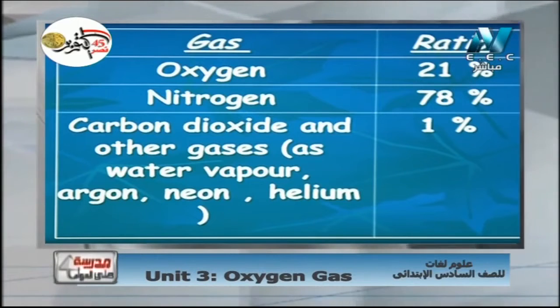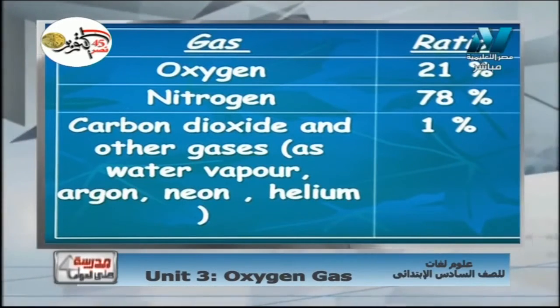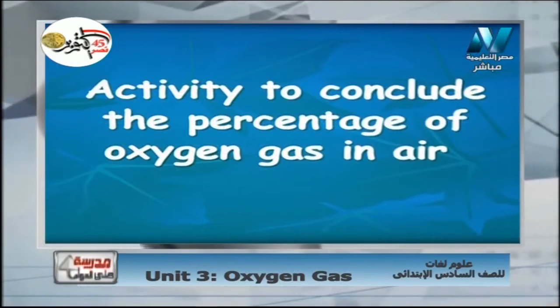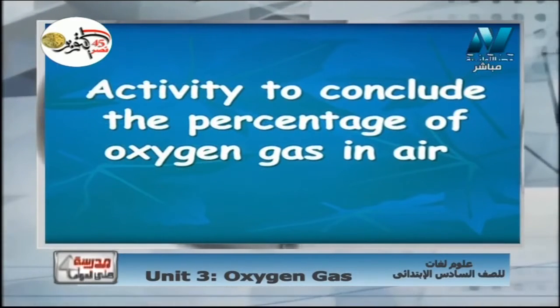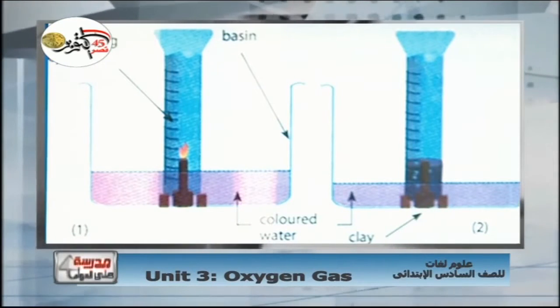Nitrogen gas is 78%. All the other gases, كل الغازات المتبقية التانية, will be 1%. So now, an activity to conclude that the percentage of oxygen gas in air is 1 over 5. Activity مهمة قوي, ده هنشوف في الفيديو حالا.